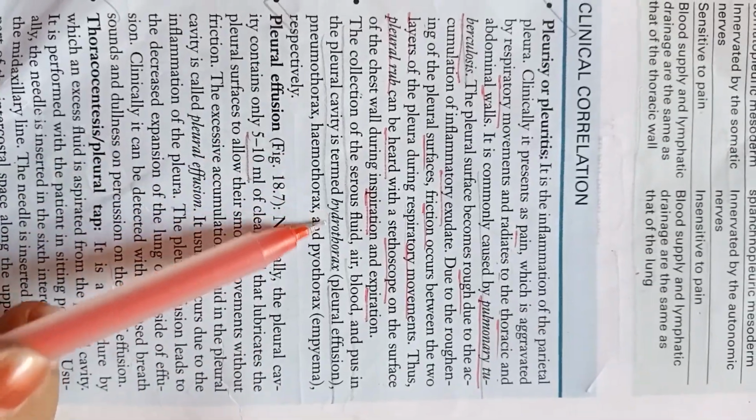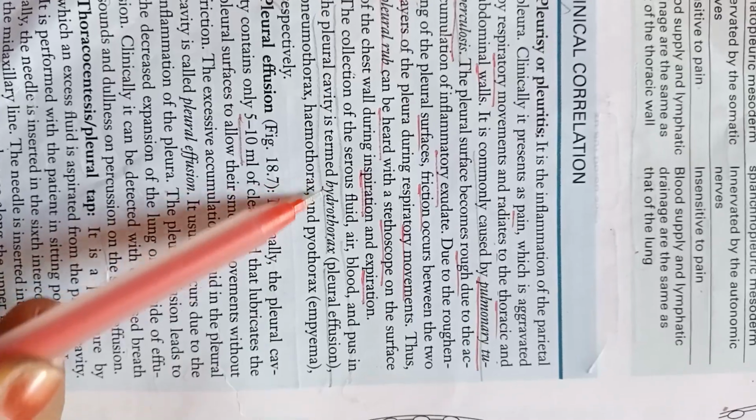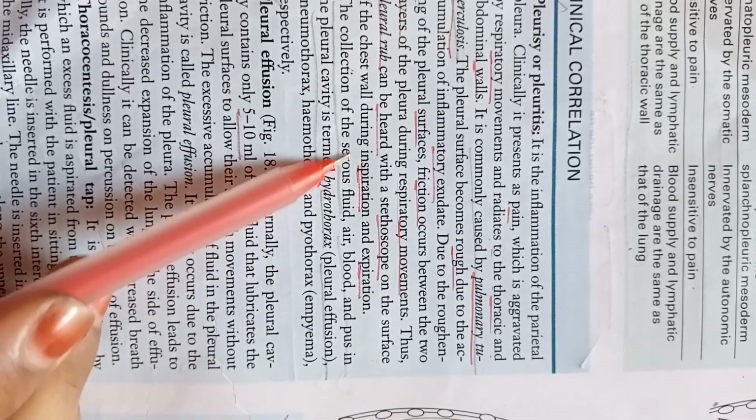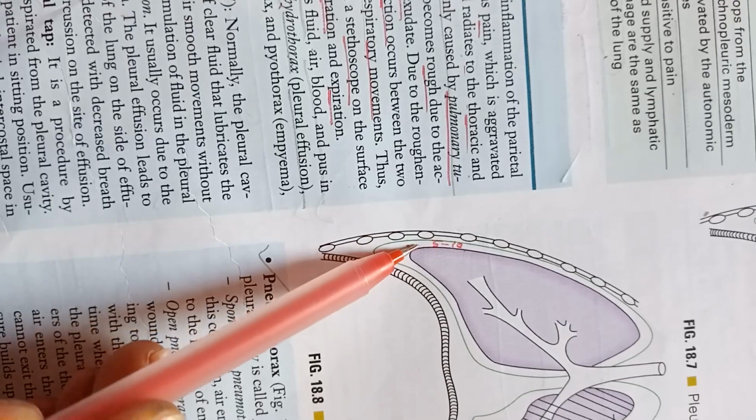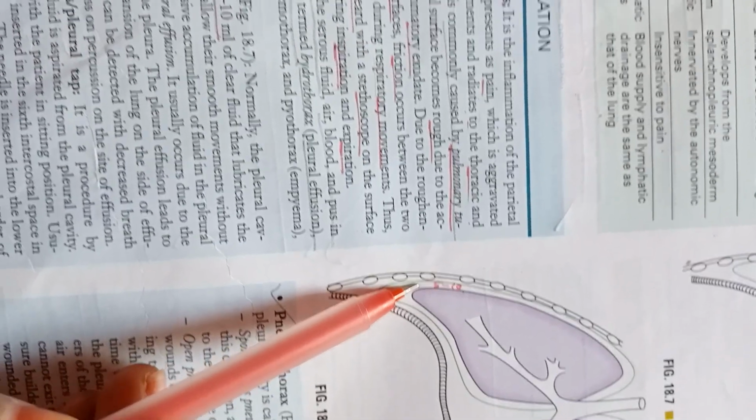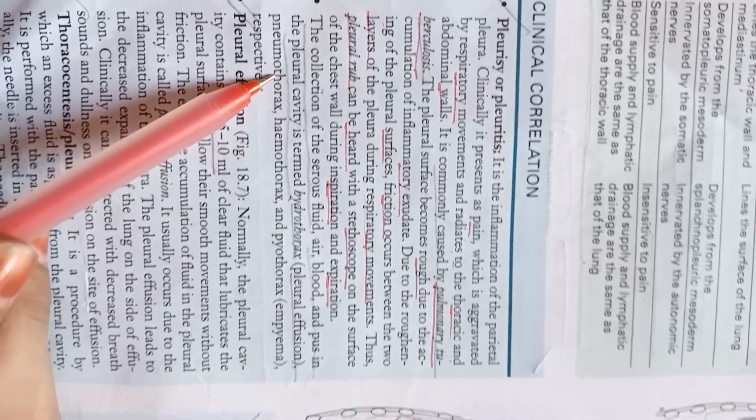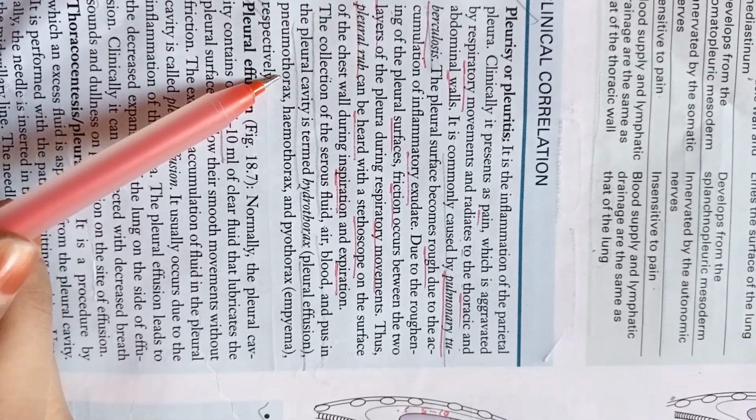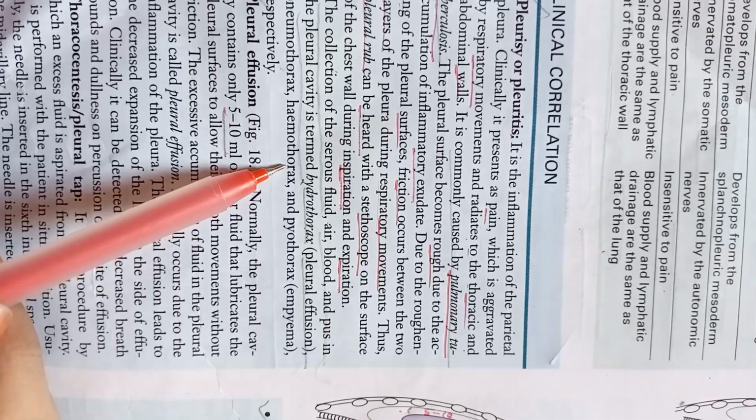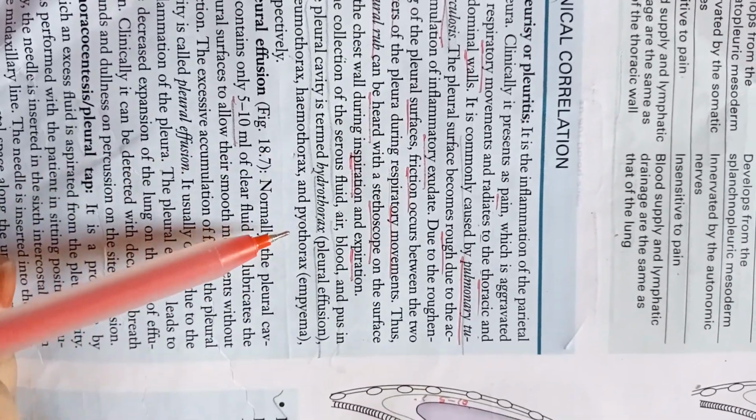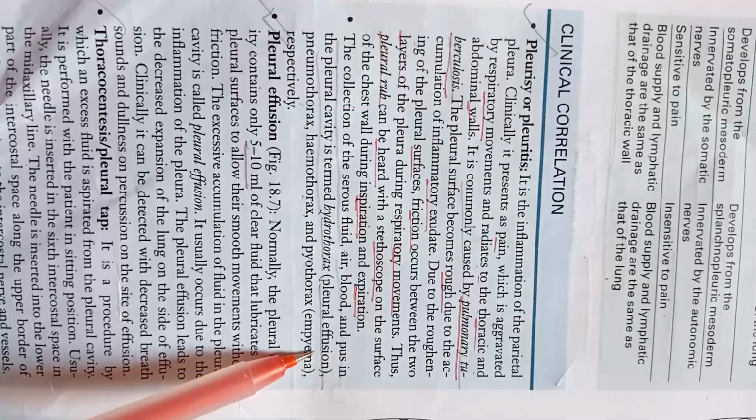Now a few terms. Hydrothorax, what does it mean? Hydro means water. So hydrothorax means accumulation of fluid, that is serous fluid, in the pleural cavity between the parietal and visceral layers. And what is the meaning of pneumothorax? Pneumo means air, so accumulation of air in the pleural cavity is known as pneumothorax. Hemothorax: hemo means blood, so accumulation of blood in the pleural cavity is known as hemothorax. And what is pyothorax? Pyothorax means accumulation of pus. This is also known as empyema.